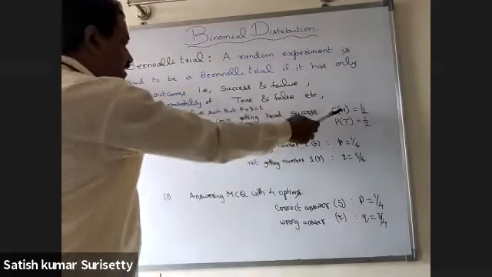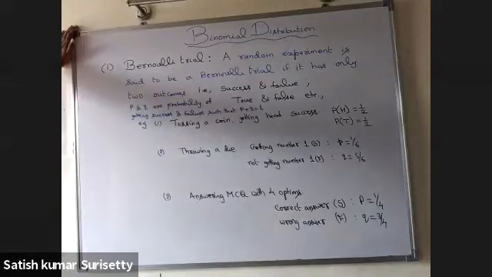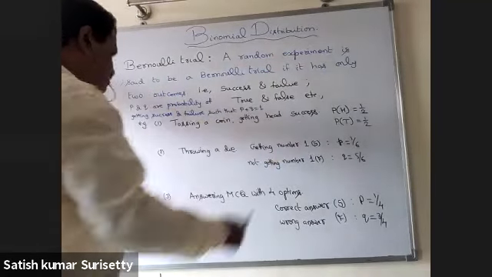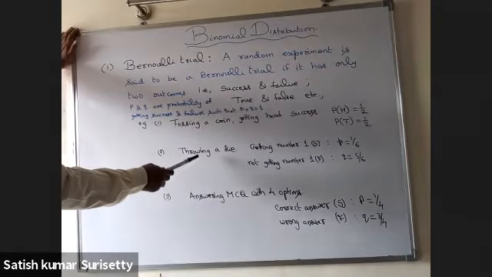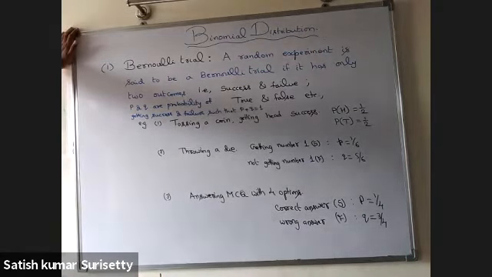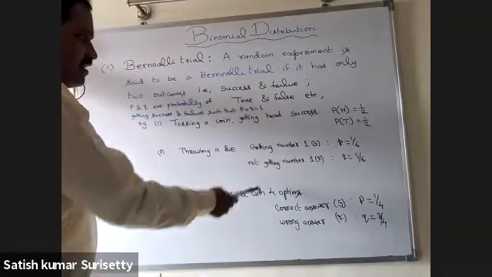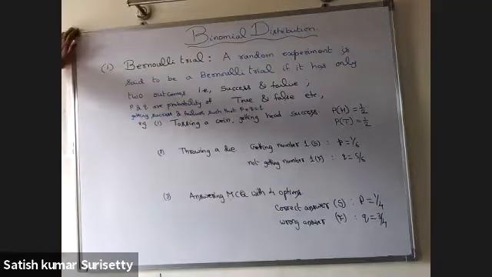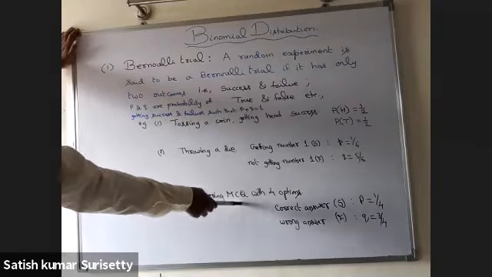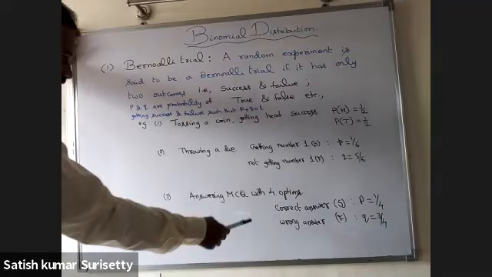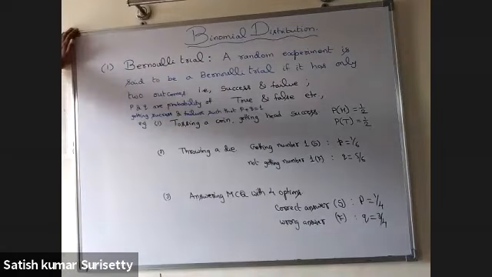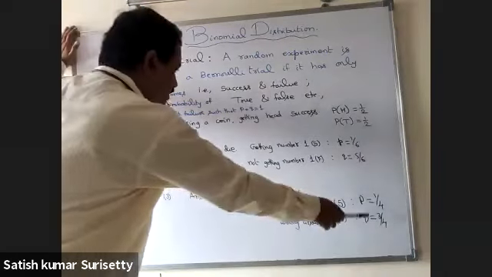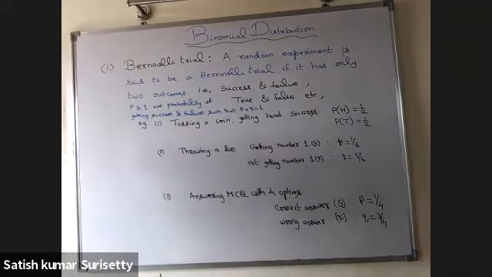So the probability of getting a head is 1 by 2, and the probability of not getting a head is also 1 by 2. That means here p equals 1 by 2 as well as q equals 1 by 2. If I take the example of throwing a die, getting a number 1 as success and not getting a number 1 as failure, then p equals 1 by 6 and q equals 5 by 6. Another example is answering a multiple choice question with 4 options. Then a correct answer I can consider as success, and not getting a correct answer, that is a wrong answer, as a failure. Then p equals 1 by 4 and q equals 3 by 4.